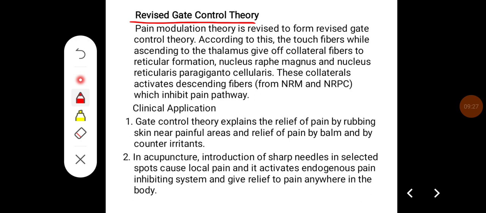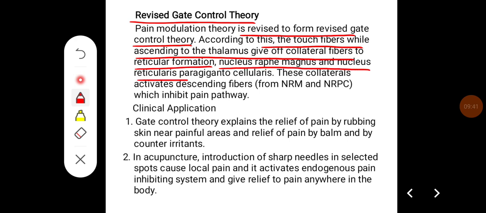Revised gate control theory. The pain modulation theory is revised to form the revised gate control theory. According to this, touch fibers, while ascending to the thalamus, give off collaterals to the reticular formation, nucleus raphe magnus and nucleus reticularis paragigantocellularis. These collaterals activate descending fibers, that is from NRM and NRPC, which inhibit the pain pathway.